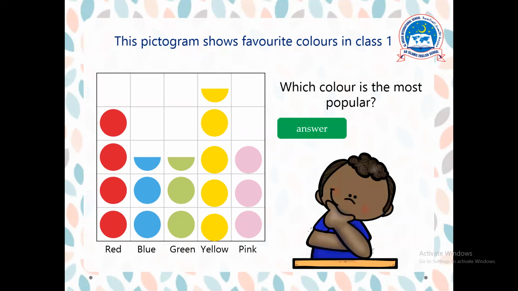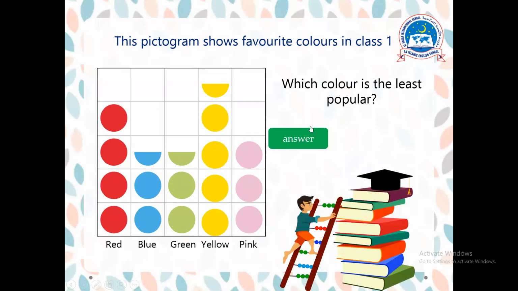Now, let's try this one. Which color is the most popular in this pictogram? When you look at the pictogram, as you can see, the pictures represent how many students voted for yellow, pink, green, and blue, and red. So as you can see, what is the most popular color? Excellent, yellow, well done.